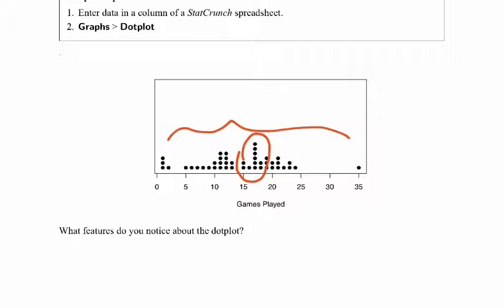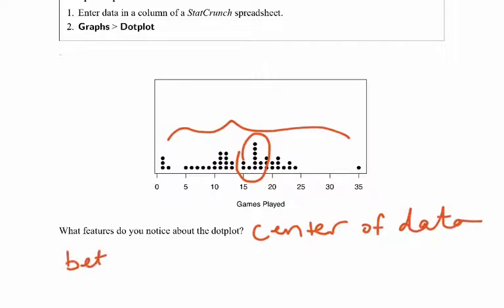And you don't have to give me an exact answer for the center. That can be a little bit subjective for right now. We'll get more concrete ways to describe some of these later on. But for now, we could say that the center of the data is somewhere in the range of between, I would say, maybe 15 and about 18.